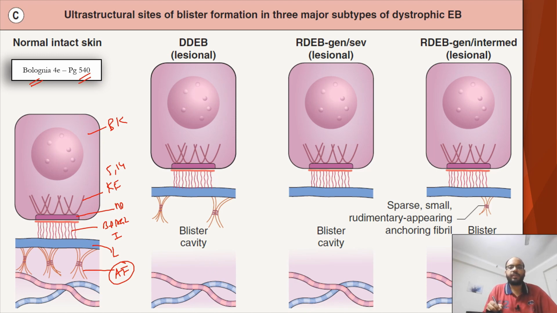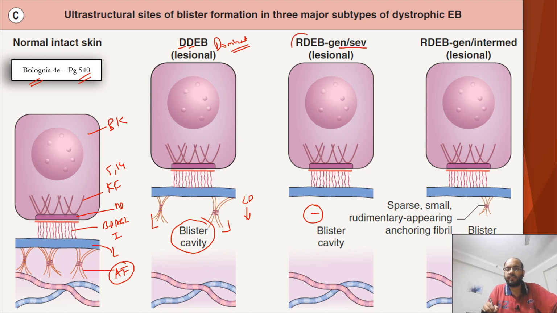Okay. So this is dominant dystrophic EB. In dominant dystrophic EB, you have the mutation in collagen 7 or at the level of anchoring fibrils. So the blister cavity occurs below the lamina densa. Clear? In the generalized or the severe variant, you will see complete absence of anchoring fibrils. So here you can see the anchoring fibrils are present, but their concentration is reduced. This is in dominant dystrophic.